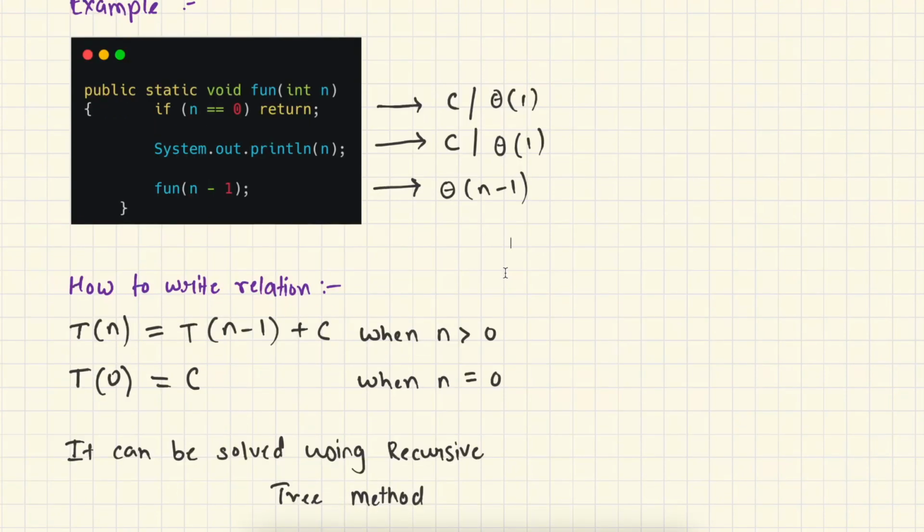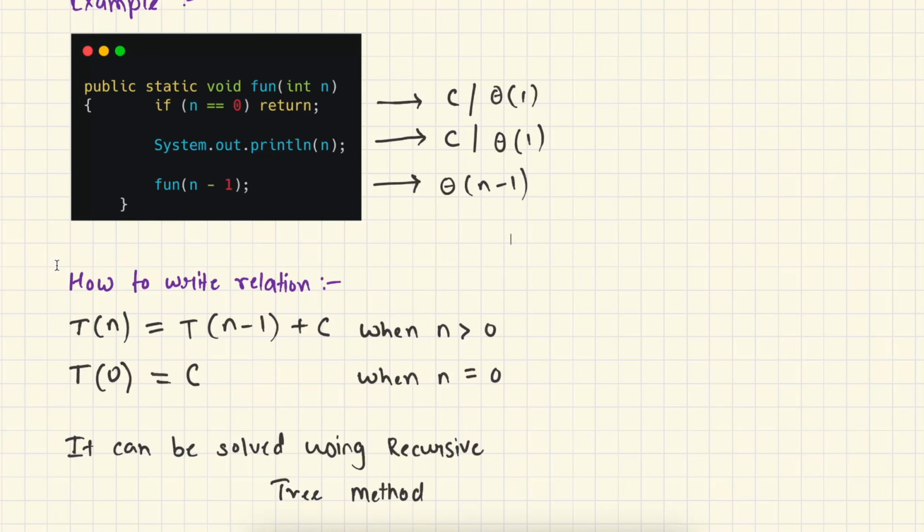Now let's see how to write the recurrence relation. Just like we represent a function as f, similarly we represent the time taken by the function as T. So we can write it like this. Let's say the time taken for input n is equal to the time taken for n minus 1 plus constant. This function takes constant time just to print this line, and it takes T of n minus 1 time for the recursive call. That's why we write T(n) = T(n-1) + c. And this is true when our n is greater than 0, because this piece of code only executes when n is greater than 0, right?